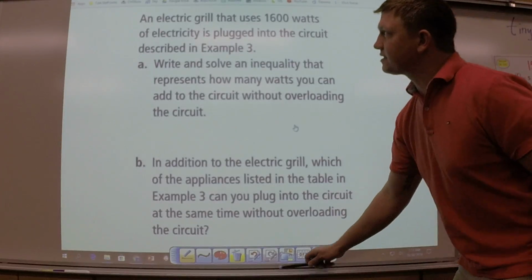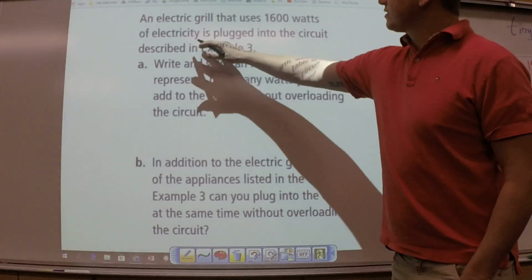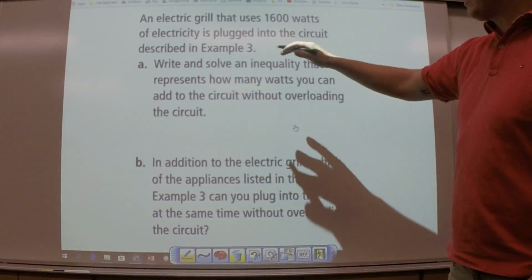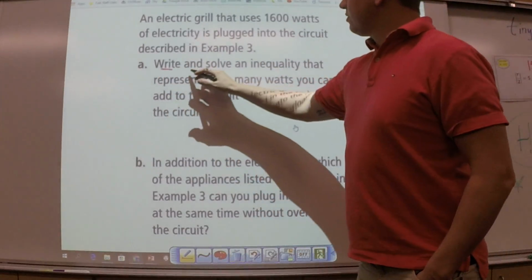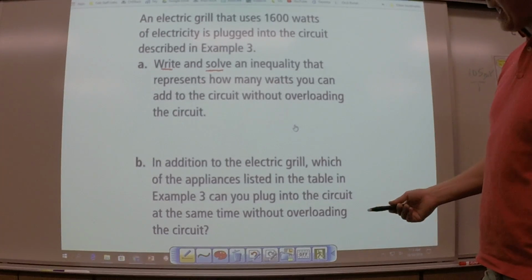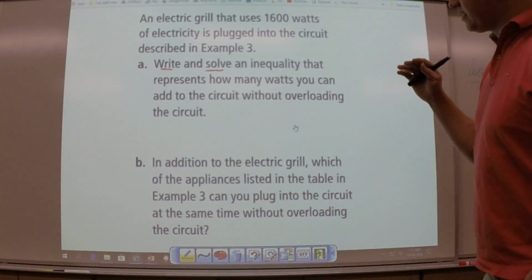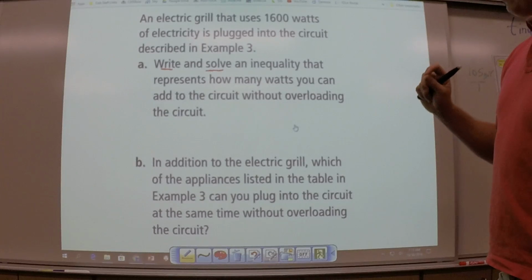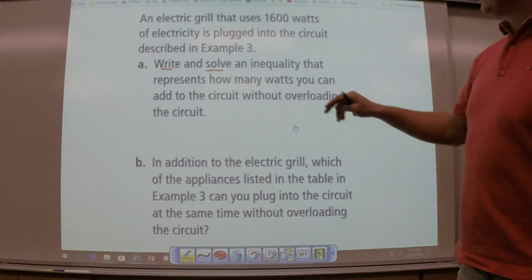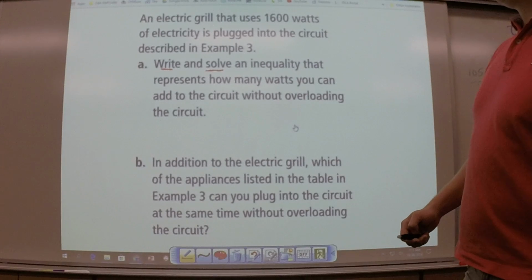All right, this is our last example. An electric grill that uses 1600 watts of electricity is plugged into the circuit described in example 3. It says, write and solve an inequality that represents how many watts you can actually add to the circuit without overloading it. Without overloading it means it needs to be less than that particular amount, all right? And it says a grill uses 1600 watts of electricity.